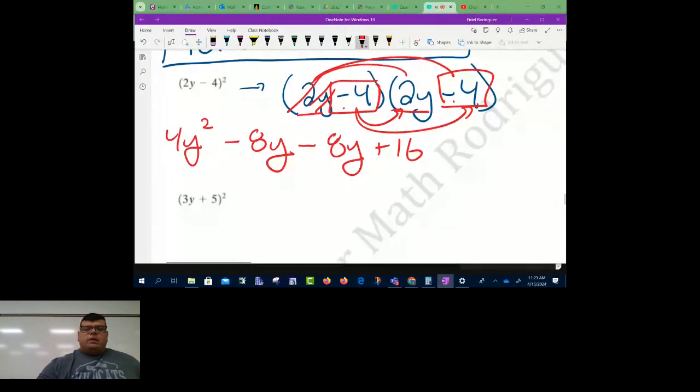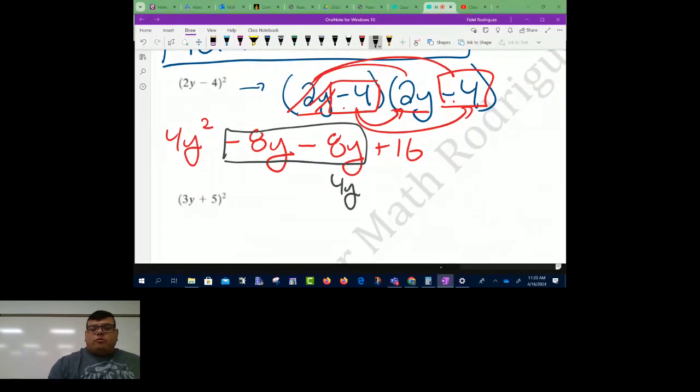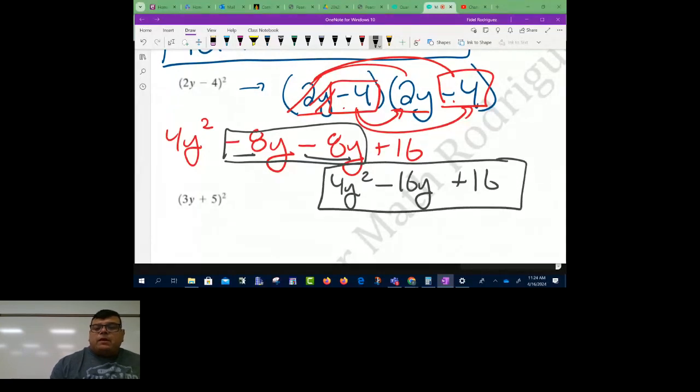Okay. Y'all, we can combine these two guys in the middle. Okay. So look, 4y squared minus 8y. Remember, minus 8 means I owe you 8. Minus another 8. So if I owed you $8 and you'd lent me another $8, y'all, I now owe you 16. Right? Boom. And there we go.